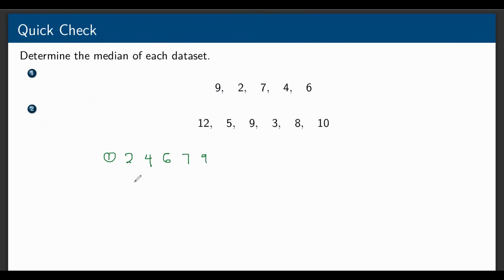So I'm going to apply (n plus 1) over 2. Here there are 5 numbers. So 5 plus 1 over 2, giving us 3. 6 divided by 2 is 3. So I'm looking for the third position. So I start counting: first, second, third. Therefore, 6 is my median.